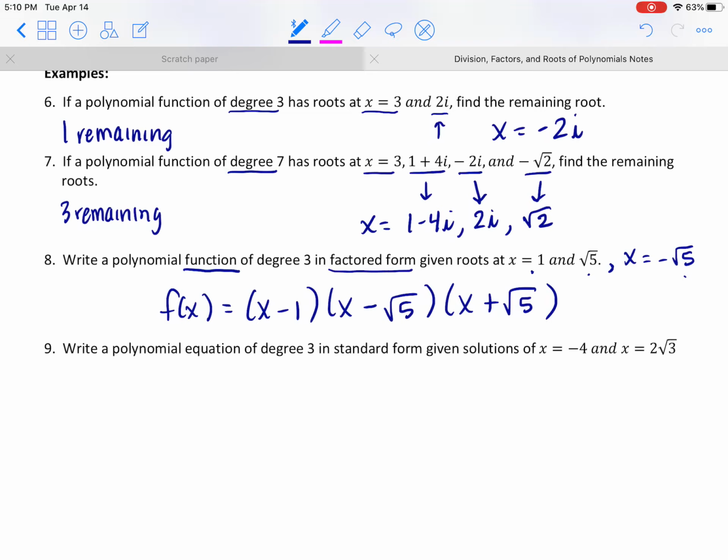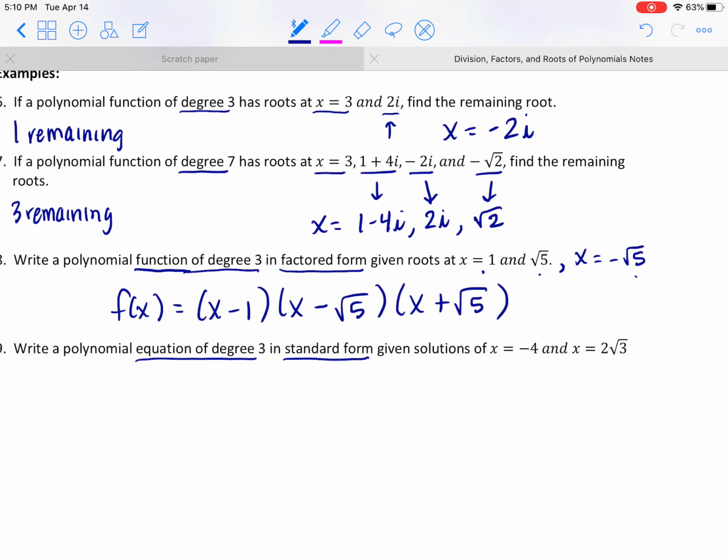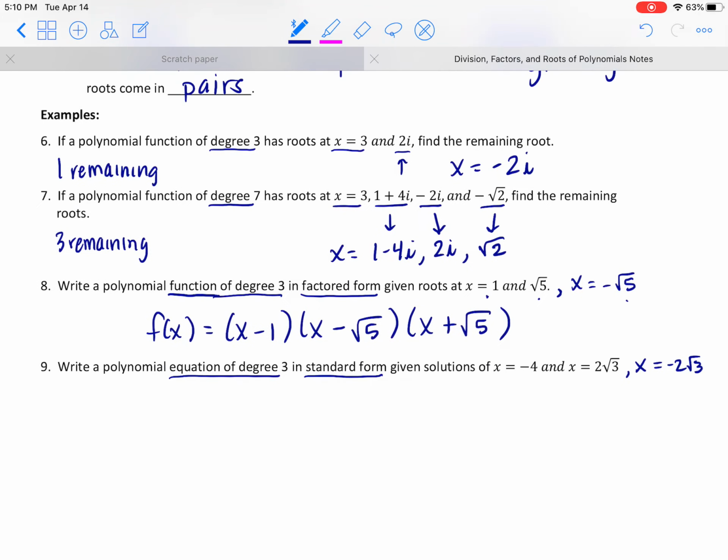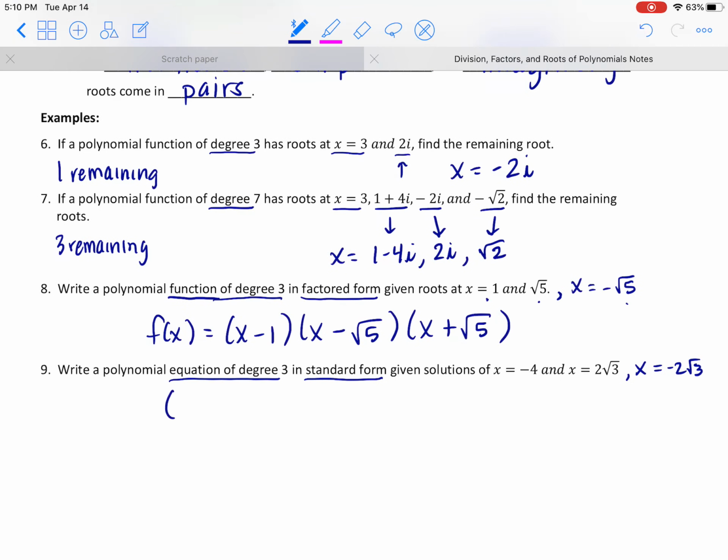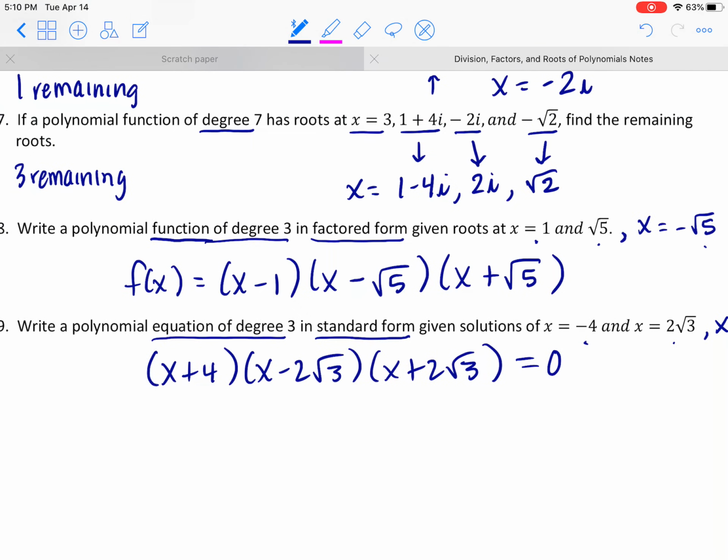Now, the next one says standard form. This was factored form. Now it's write a function of degree 3. This would be an equation of degree 3, but this time in standard form. Now we're going to start the same way. We have a partner here. If 2 radical 3 is a solution, so is negative 2 radical 3. So in factored form, this is an equation this time, not a function. So if negative 4 is an answer, x plus 4 is a factor. If 2 radical 3 is an answer, x minus 2 radical 3 is a factor. And then lastly, x plus 2 radical 3 is a factor. And we're going to make this all equal 0 now because it's an equation.